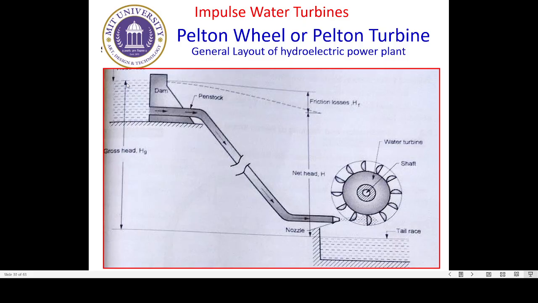If we see the difference between the level on the head race side and the tail race side, we identify it as the gross head, that is Hg. The gross head is represented as Hg. And here we see there is a net head represented as capital H. The net head is the head which is available after considering the various losses.